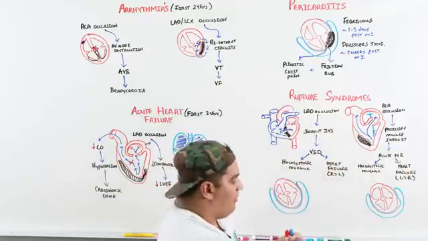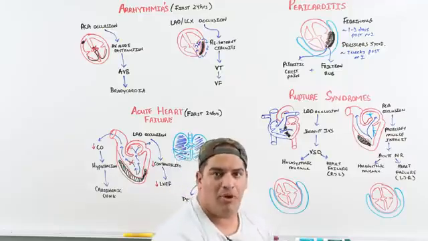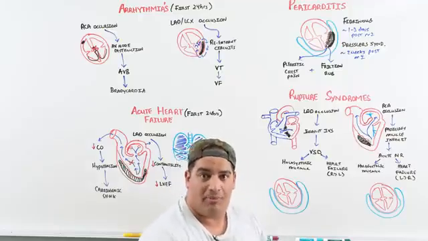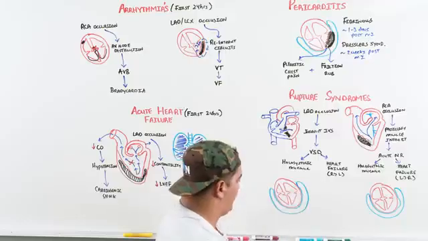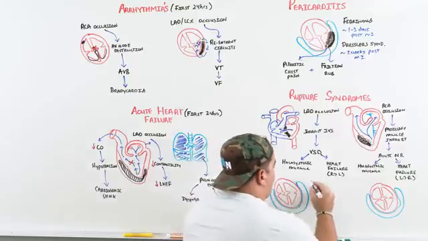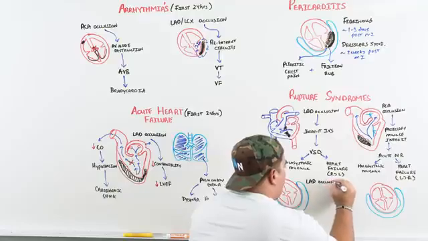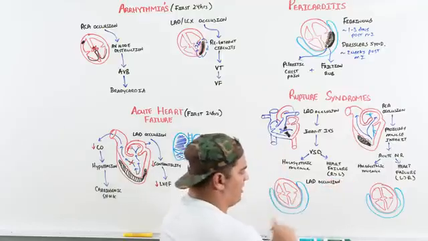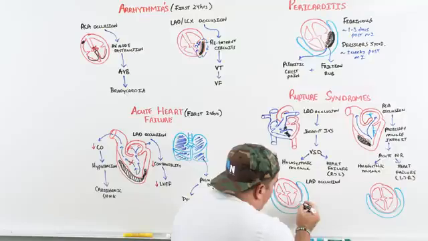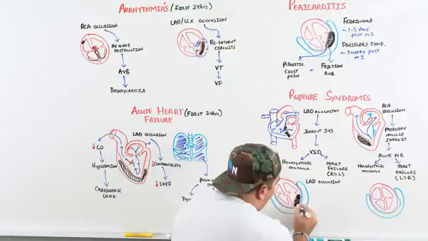This last one is probably the most terrifying. I feel like most people usually just die because they go into PEA arrest because their left ventricle just explodes. But what happens is you get a really big LAD occlusion, usually in combination with the left circumflex. But what happens is you infarct this entire left ventricular free wall. Imagine this whole thing is dead.